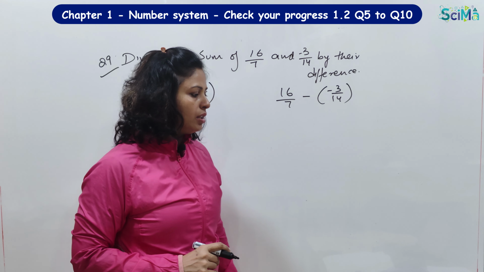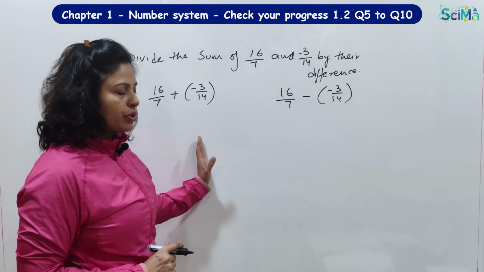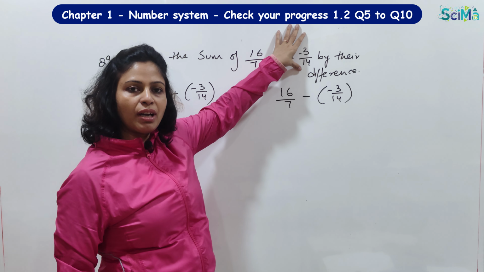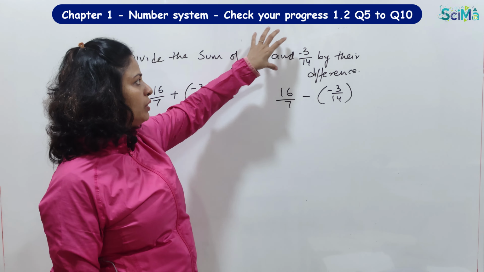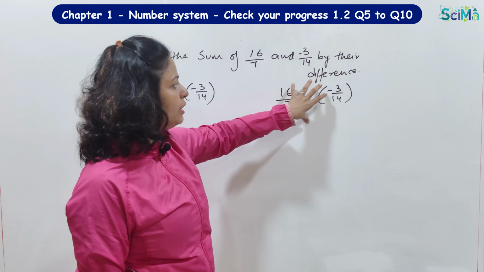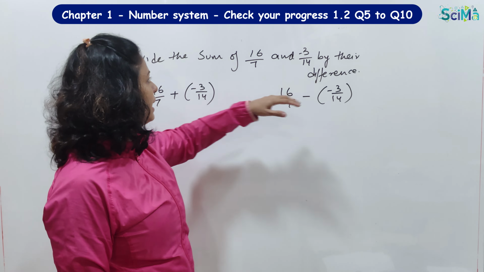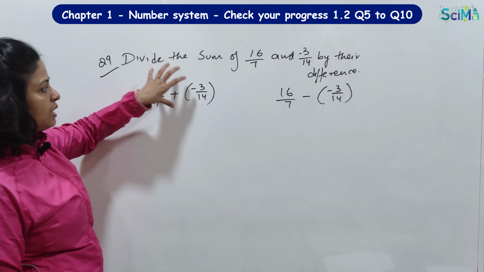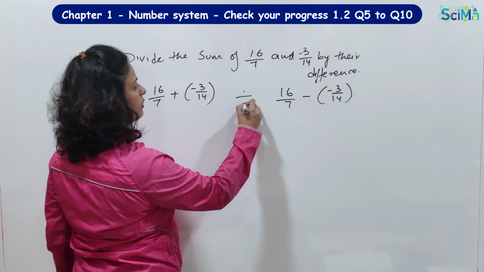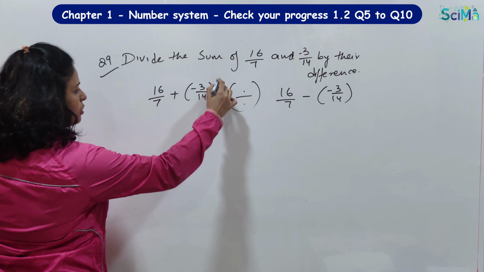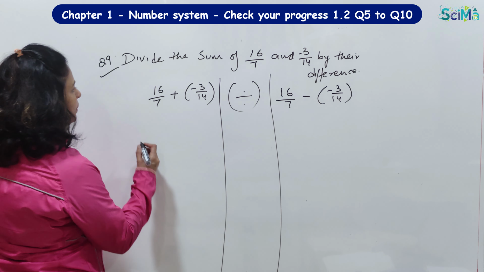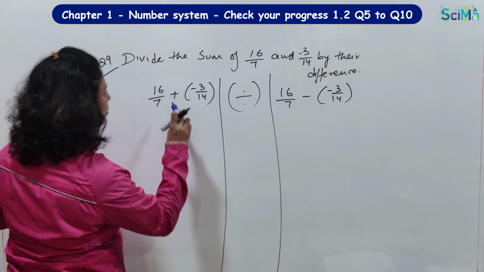So the 9th question here is a little complex question. Divide the sum of 16 by 7 and minus 3 by 14. Okay. So you have to first find the sum of these two rational numbers. You have to find the difference also of these two rational numbers, and then you have to divide this sum by the difference. Okay. So I'll write the division here for your understanding. So we will solve this separately, and then we go for division. Okay. So here if you see, again the denominators are different.